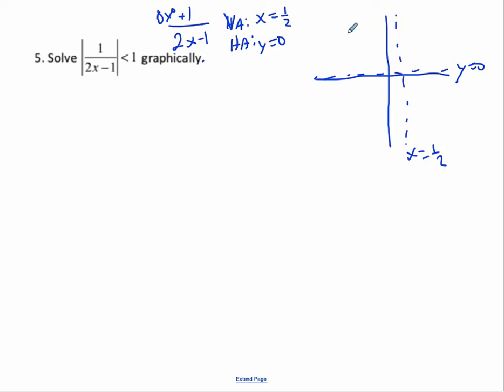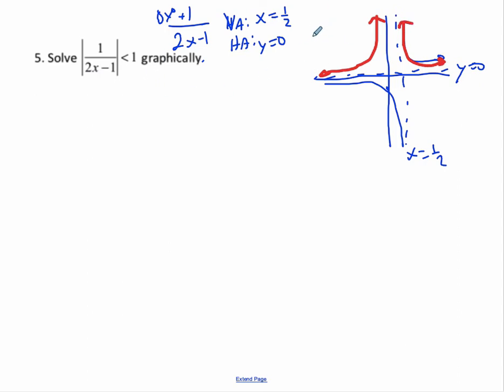Okay, the y-intercept, you plug in 0 here, the y-intercept is negative 1. So your function is going to look like this. Okay, and then when you take the absolute value of that function, all these negative parts are going to pop up here. So it's actually going to look like that. Okay, so this is our function that we have right here.